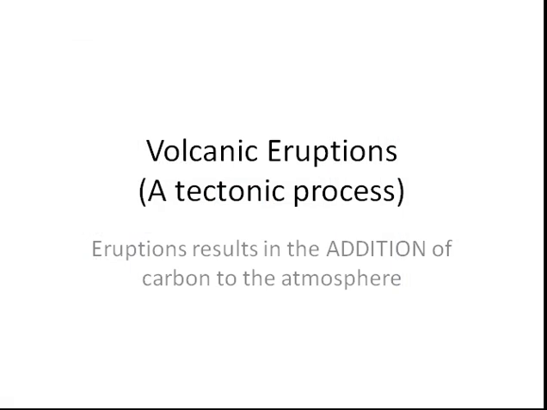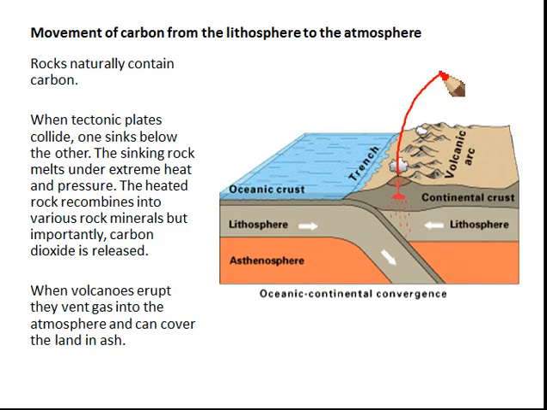This tutorial is about volcanic eruptions and the tectonic processes involved before those volcanic eruptions. And the volcanic eruption is adding carbon to the atmosphere. So we know that volcanoes can produce vast amounts of carbon dioxide gas. But we might ask ourselves, well, where does that carbon originally come from?